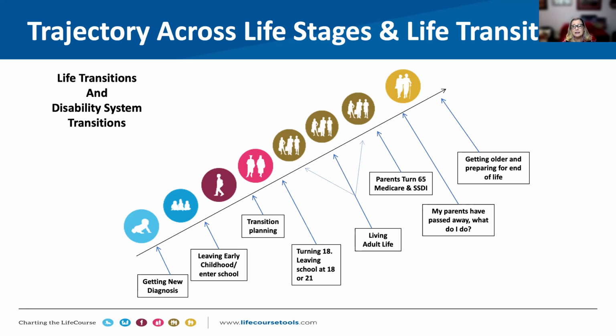And then what happens as we get older, if our parents get older, if they're still caring for us, what happens when they turn 65 and get Medicare and Social Security? If our parents pass away, what happens as we get older and prepare for end of life? So we all go through all these different life transitions all throughout our life.